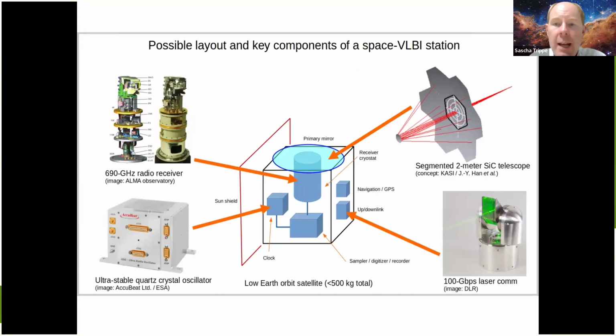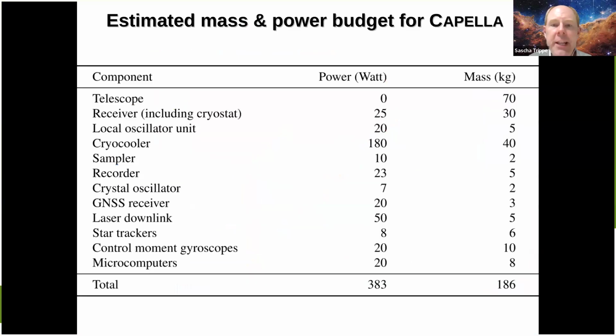So taking everything together, we have been able to identify all the critical components, and it turns out, I'm not going into great detail here, that with existing technology that's already available, each of the key components that we need can be provided with the power and mass specifications that are suitable for small class satellite missions.